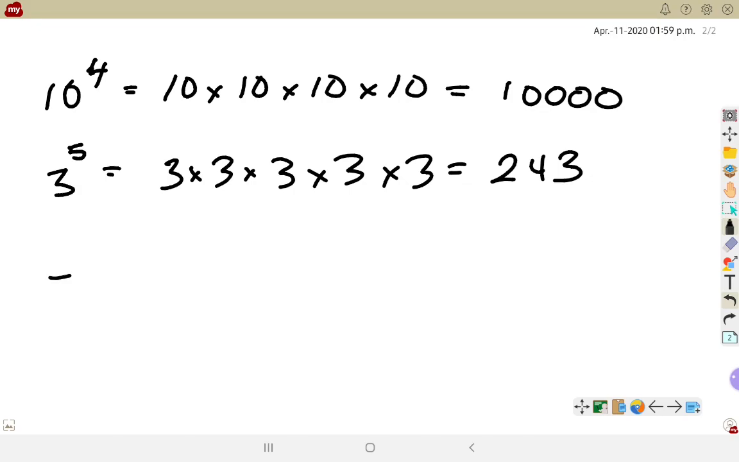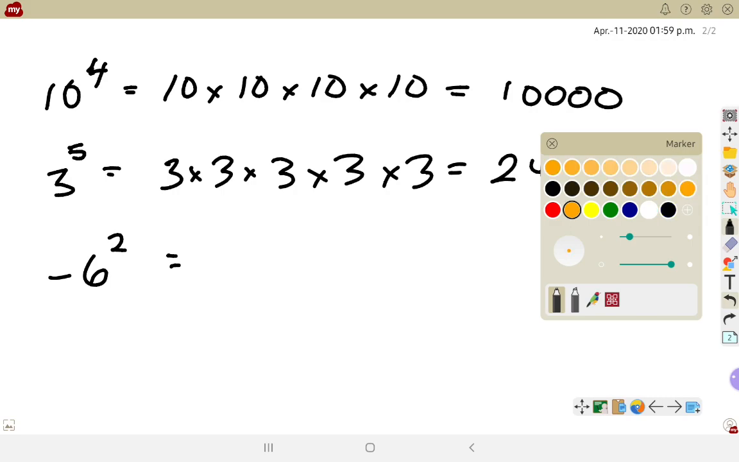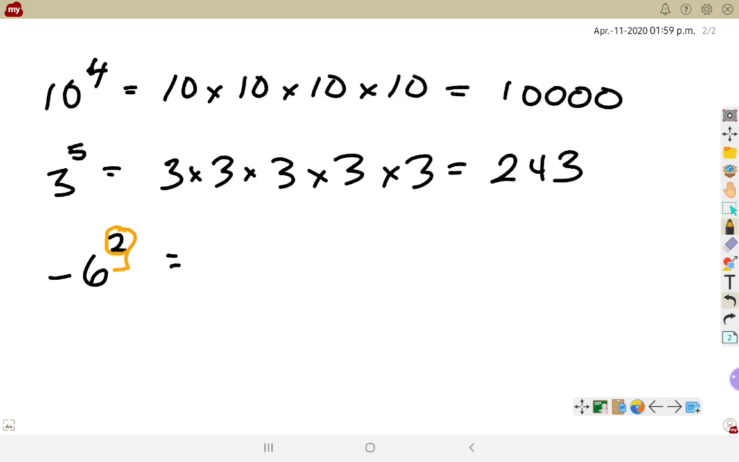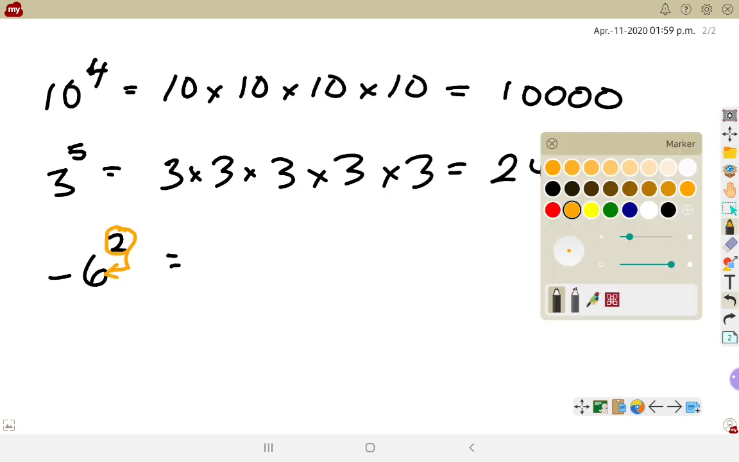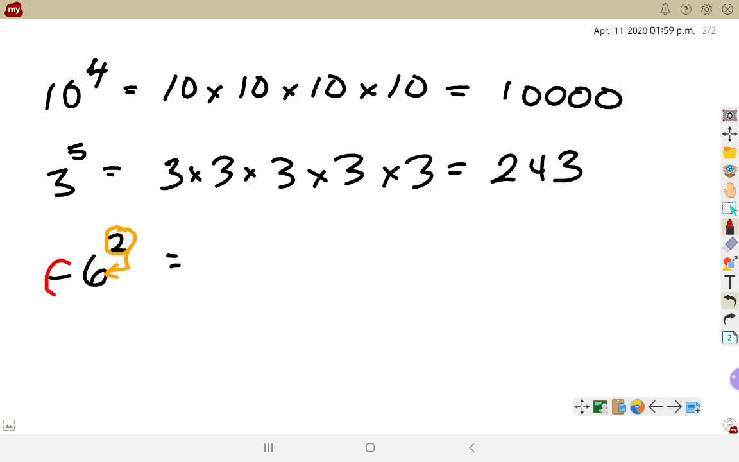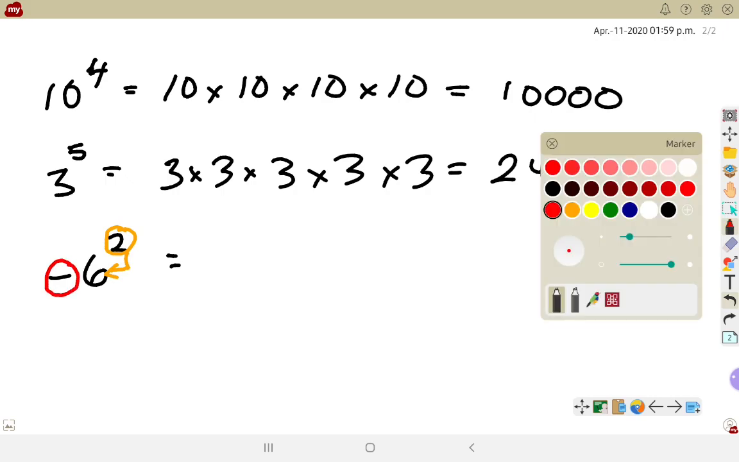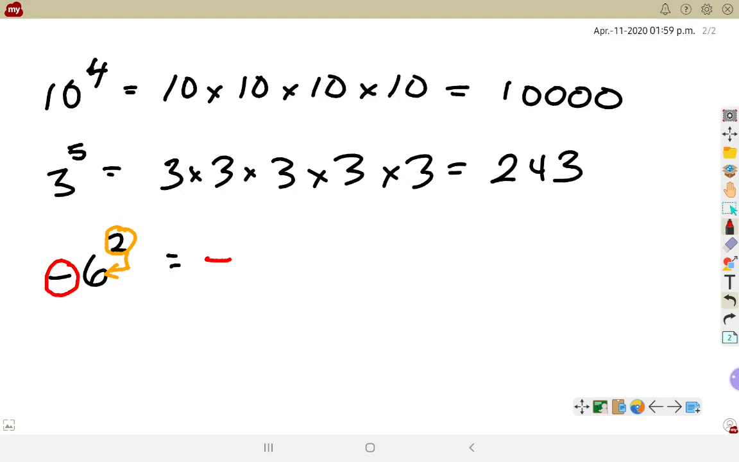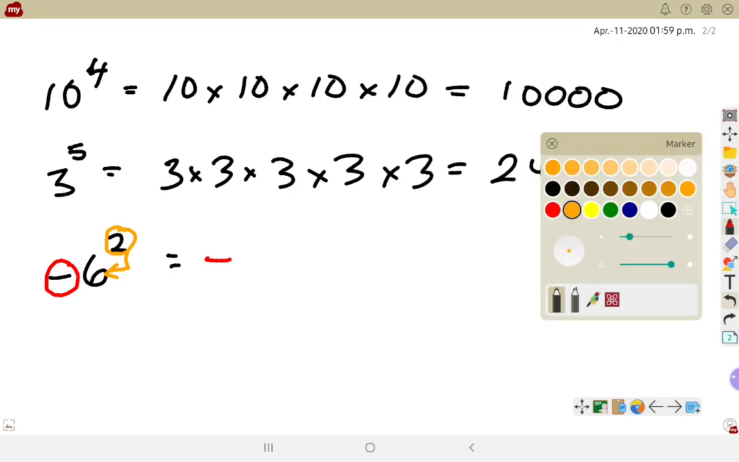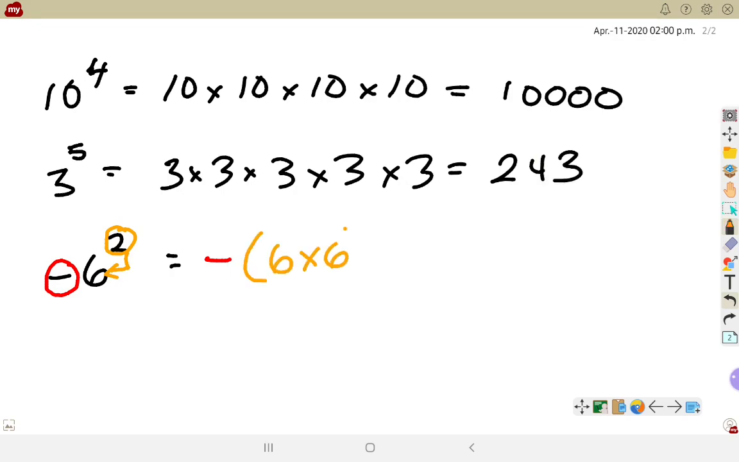Now, if I had negative 6 with an exponent of 2, again, the exponent of 2 directly touches the 6, which means that the negative sitting in front is a coefficient. So that negative is going to stay in the front while the 6 multiplies by itself, because the exponent touches that 6 directly. So this is going to give me a value of negative 36.